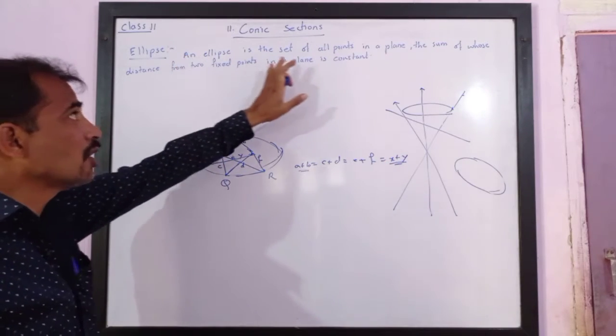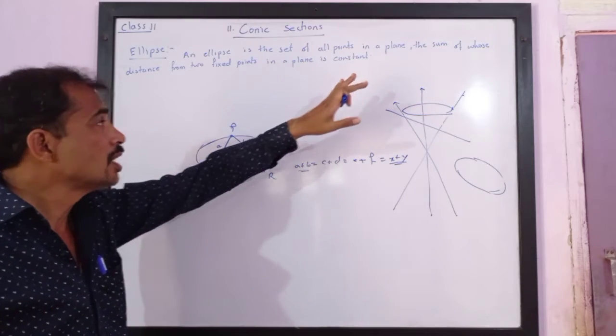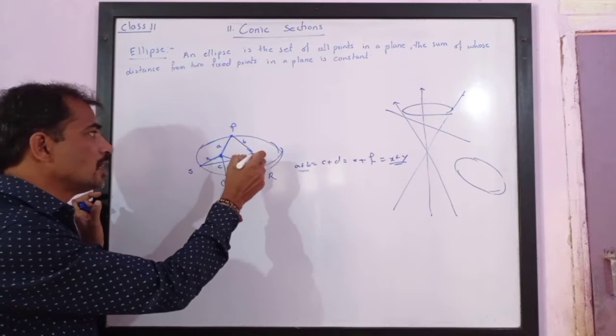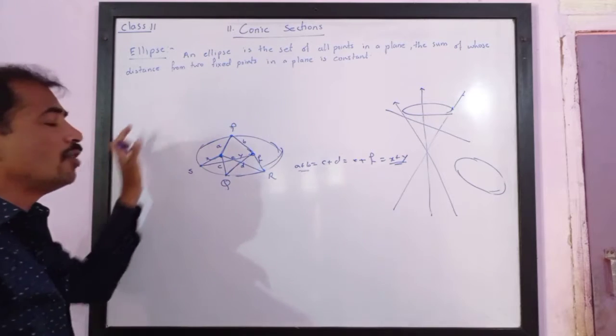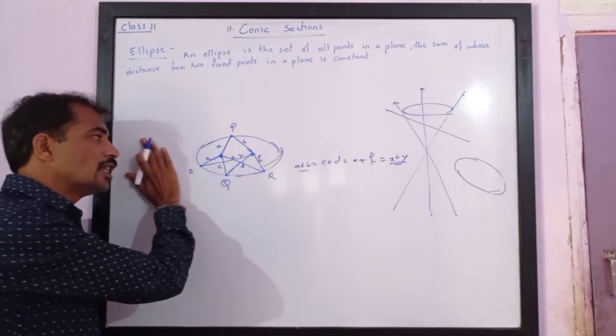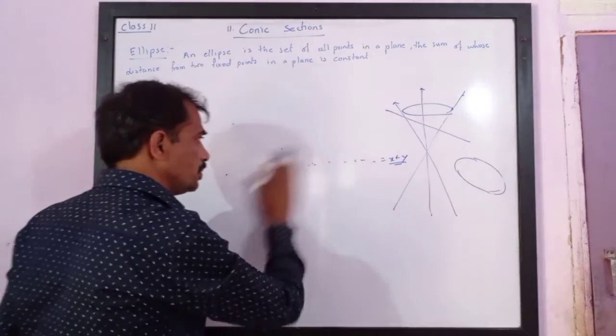So an ellipse is a set of all the points in a plane for which the sum of the distances from two fixed points is always constant. It never changes. So let us try to understand this.